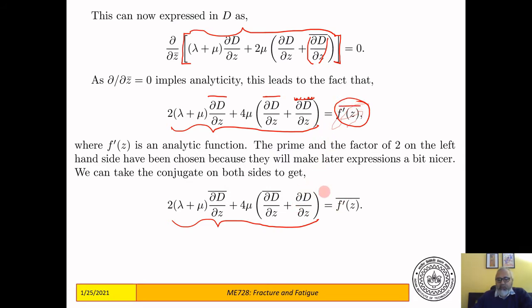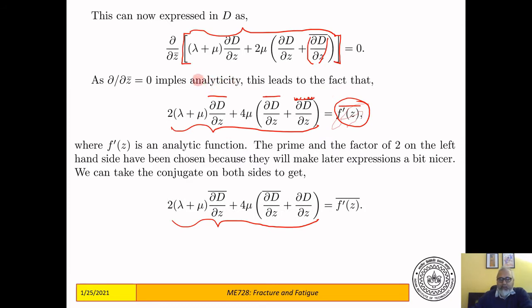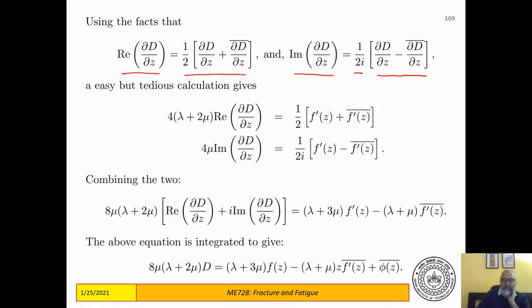So these are the two equations that we have, and now we will use these simple facts. The real part of del del z is half of this, we know. The imaginary part of del del z is 1 by 2i times del del z minus del del z conjugate. Once you do this and put it back, you add these two equations, and after a bit of tedious calculation, which I'm not going through but you might want to, I get an equation for the real part of del del z and an imaginary part of del del z.